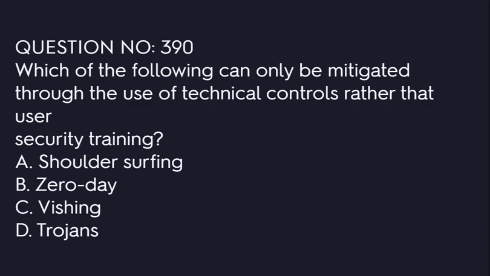Question no. 390. Which of the following can only be mitigated through the use of technical controls rather than user security training? A. Shoulder surfing. B. Zero-day. C. Vishing. D. Trojans. B.